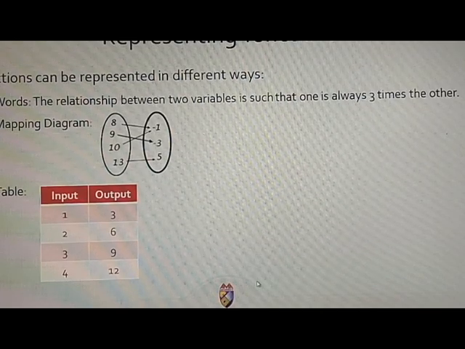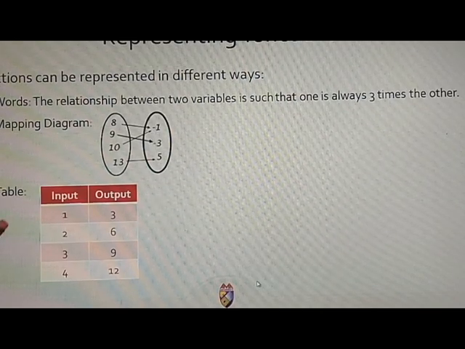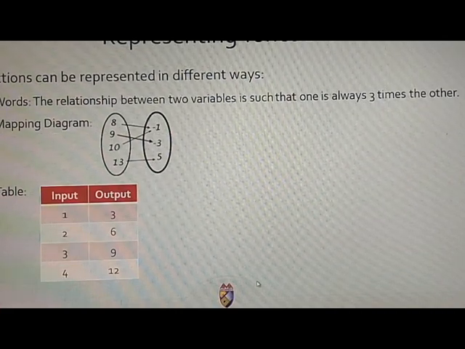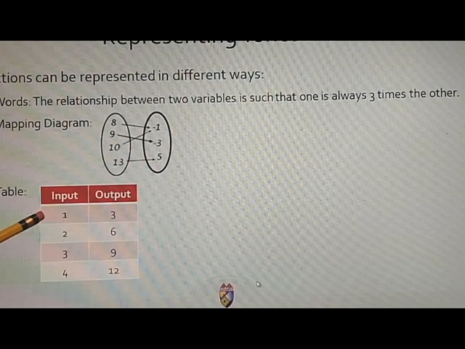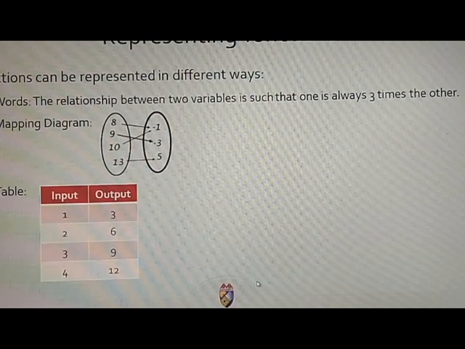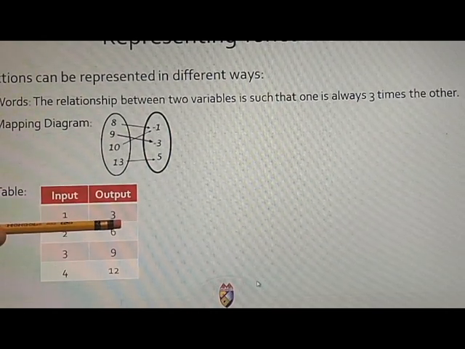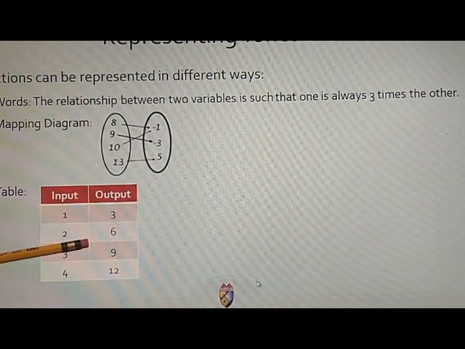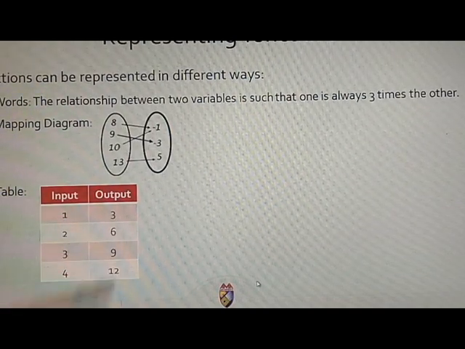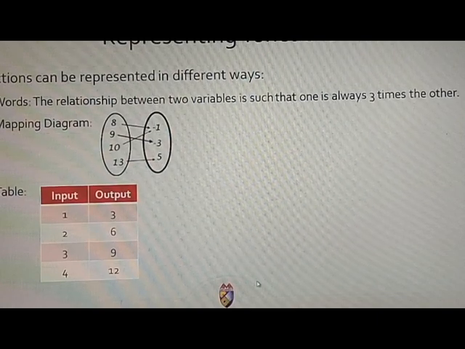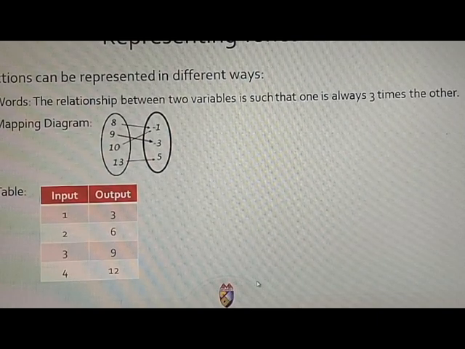Functions can also be represented using a table. For this example, we have the input column and the output column. For the first example here, we have an input of 1 and an output of 3. Next, we have an input of 2 and an output of 6, and so on and so forth. So those are the different ways.